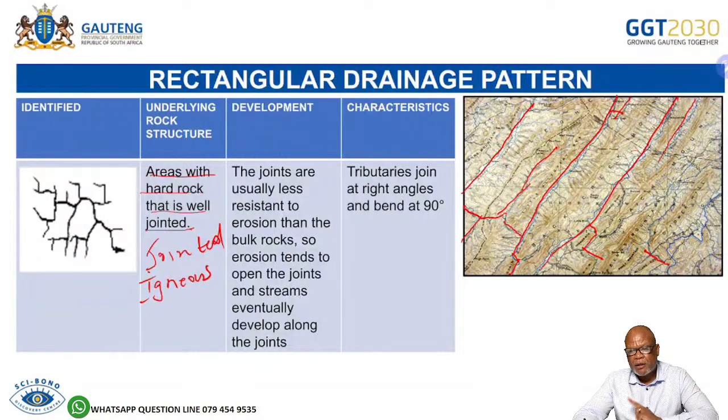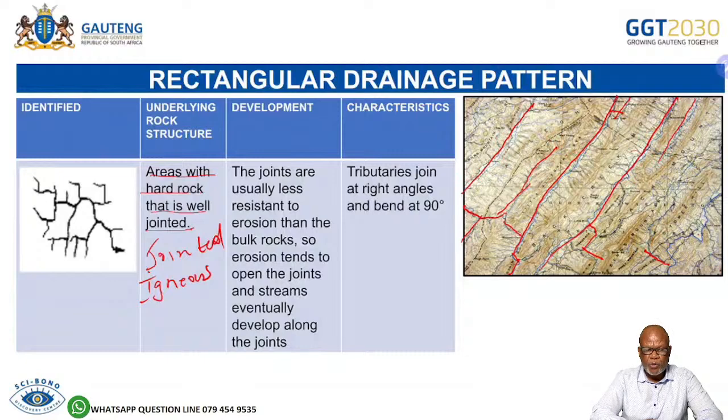So we have two 90 degrees here. We have the tributaries joining the mainstream at 90 degrees. We also have mainstreams bending at 90 degrees. Tributaries join the mainstream at 90 degrees. Mainstream have got 90 degrees bend on themselves. So that is your rectangular pattern.